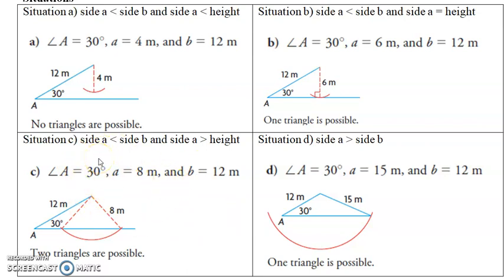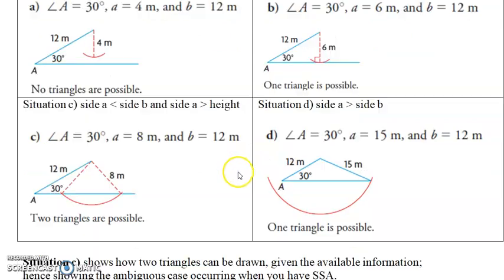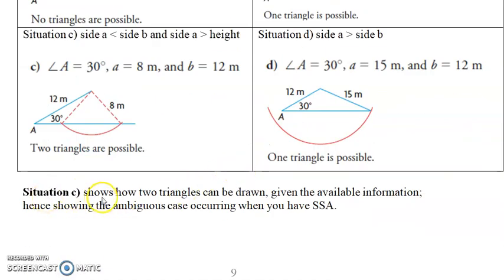This goes back to an example that we had, and I talked briefly about it the other day: remember when we had the sine of 30 degrees, and then we had the sine of 150 degrees, and they equaled the same thing? This is why. This is one of the reasons this is occurring. So situation C shows how two triangles can be drawn given the available information, hence showing the ambiguous case that occurs during SSA, side-side-angle.